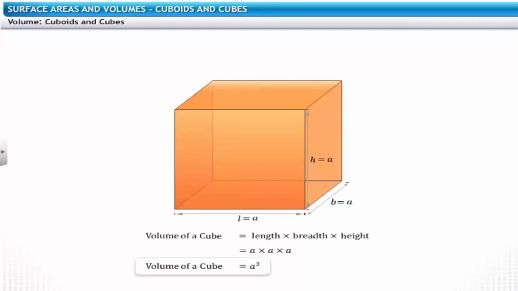In case of a cube, all its 6 faces are squares. Therefore, its length, breadth and height are all the same. Let's assume it is A, substituting A in place of L, B and H in the formula. We get the volume of a cube as A cubed.